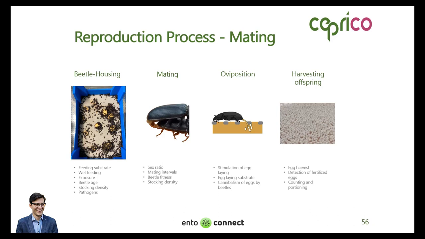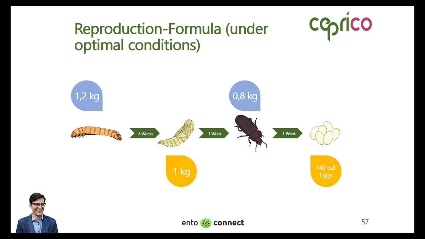Next slide. I simplified the reproduction into some kind of formula under optimal conditions. To get 140,000 eggs, you basically need 800 grams of beetles. And of course, you need some time. And these 800 grams of beetles are derived from 1.2 kilograms of larvae. So in the biomass, you lose some weight due to, for instance, water loss and also some mortality in this process. That's some kind of formulation for optimal reproduction.